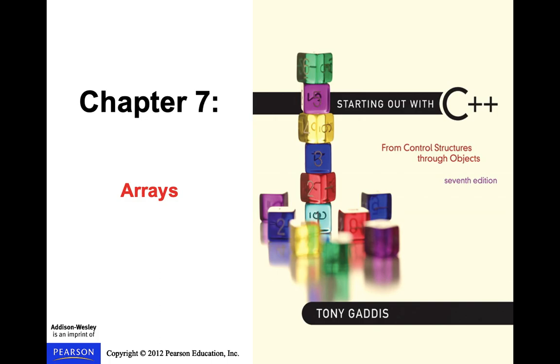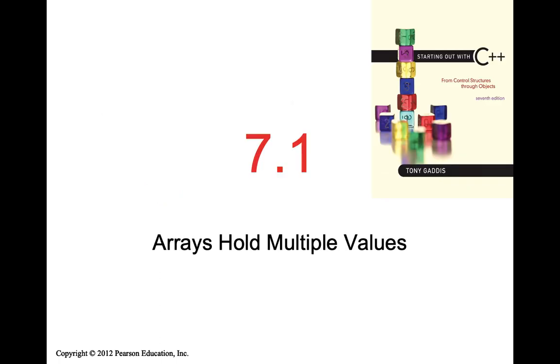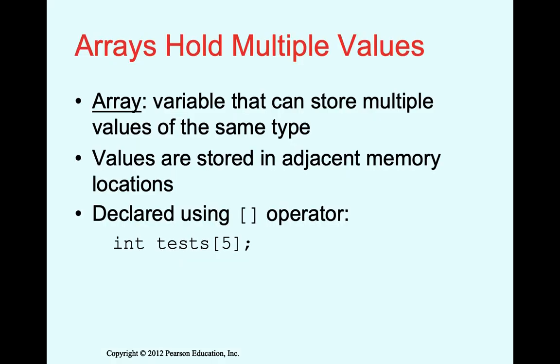In this chapter we will talk about arrays. Let's start with what arrays are. An array is a variable that can store multiple values of the same type. A normal variable stores one value, but an array stores a lot of values. The values are stored in adjacent memory locations, meaning locations in memory that are beside each other.